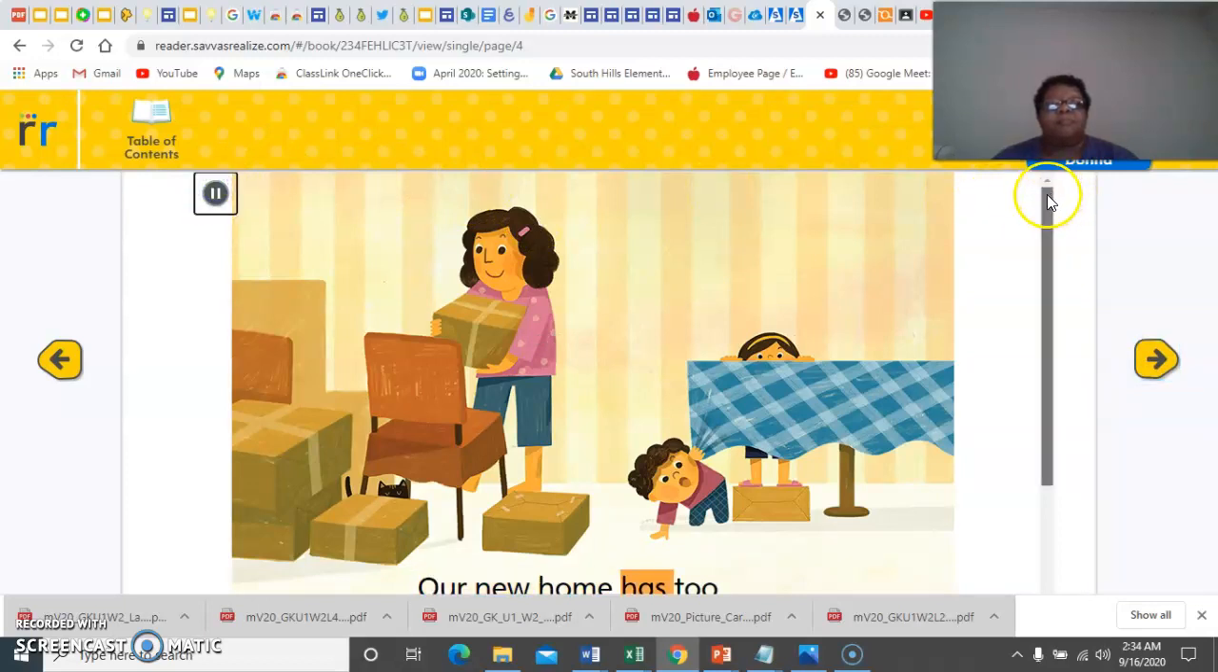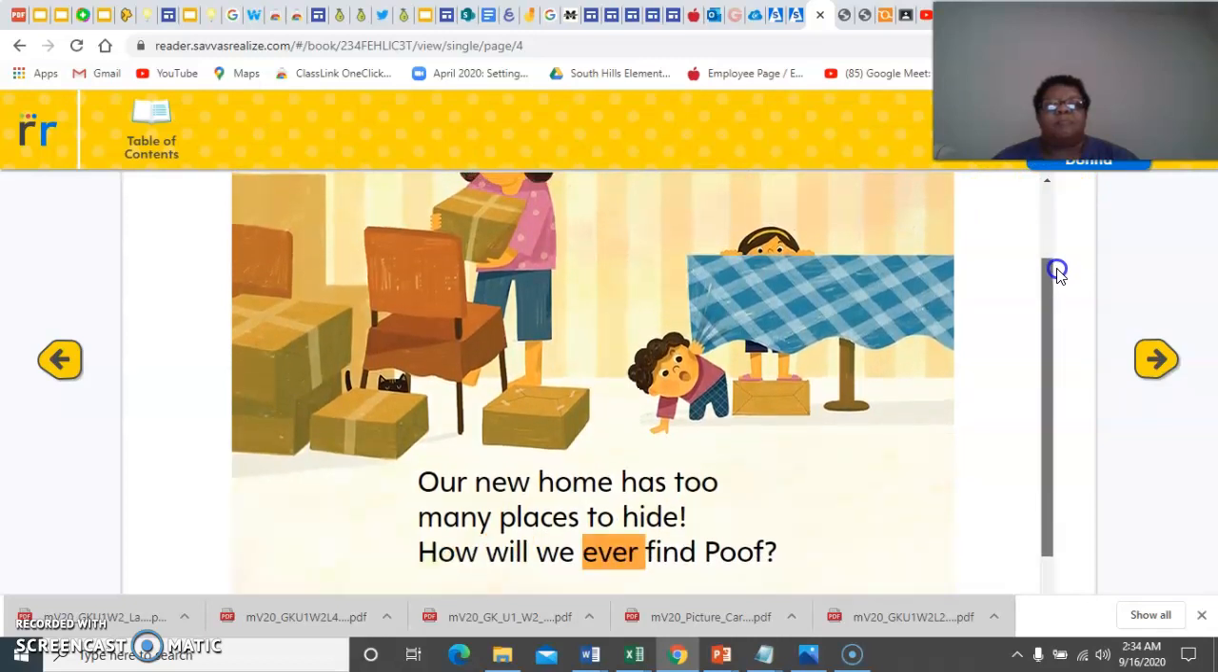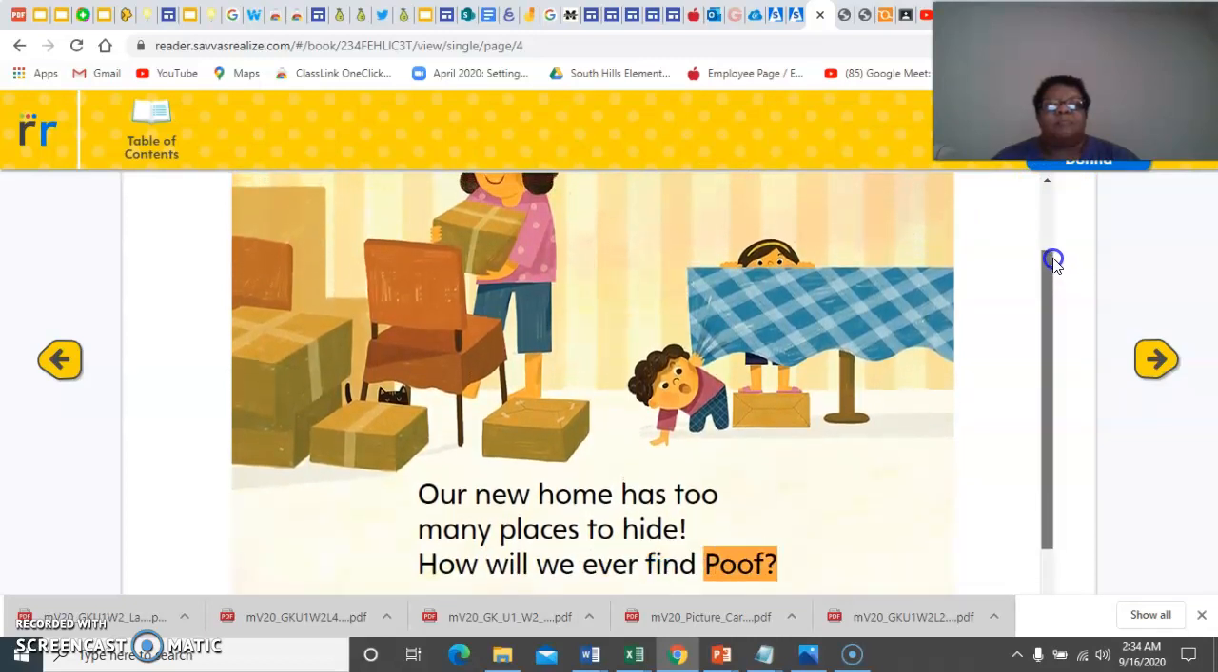Our new home has too many places to hide. How will we ever find Poof?